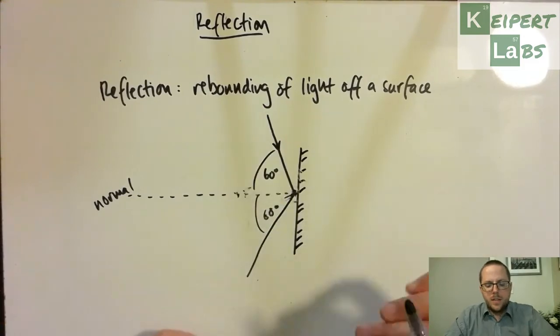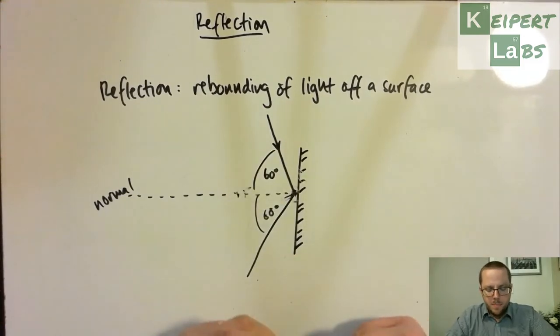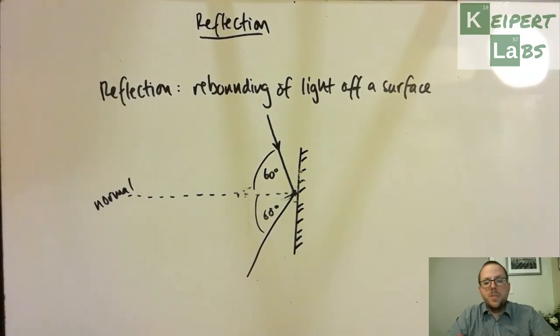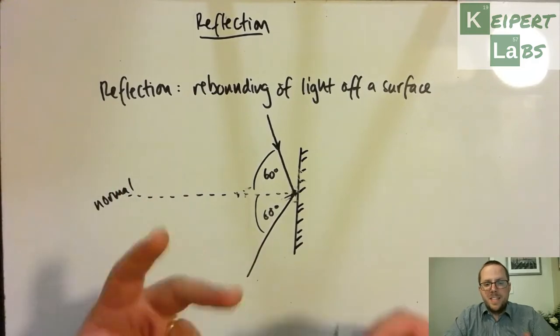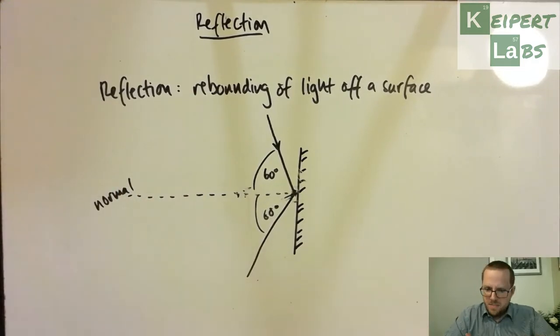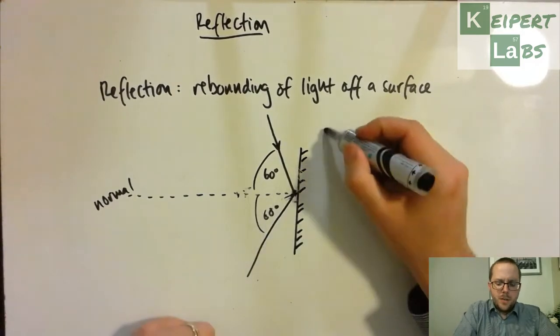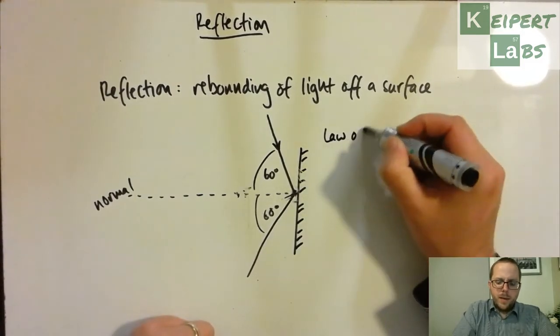Now, a scientific law is a predicted pattern of behavior, based on things that we're observing, that we can use to predict what would happen in certain situations. It doesn't explain it, it just says, all right, if I do this, then we'll see that. And so what we've established here is called the law of reflection.